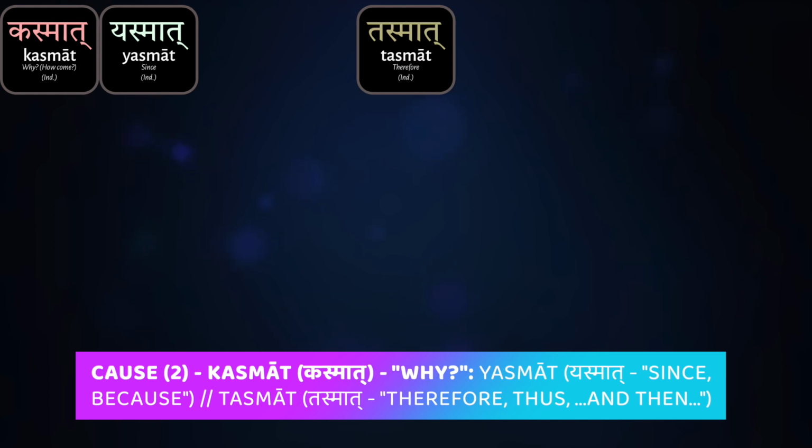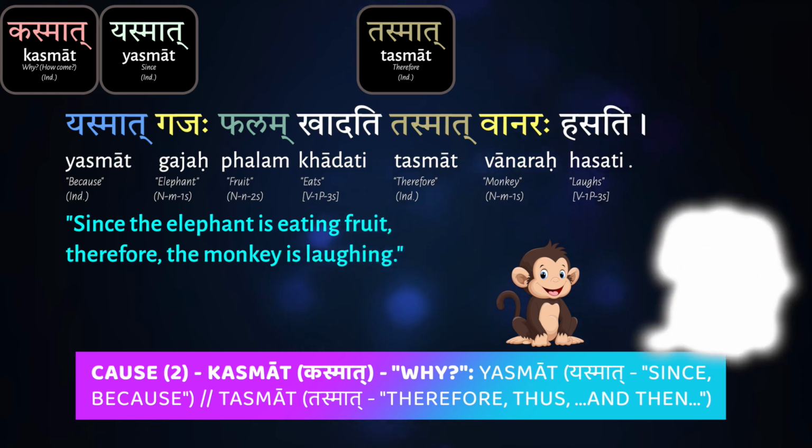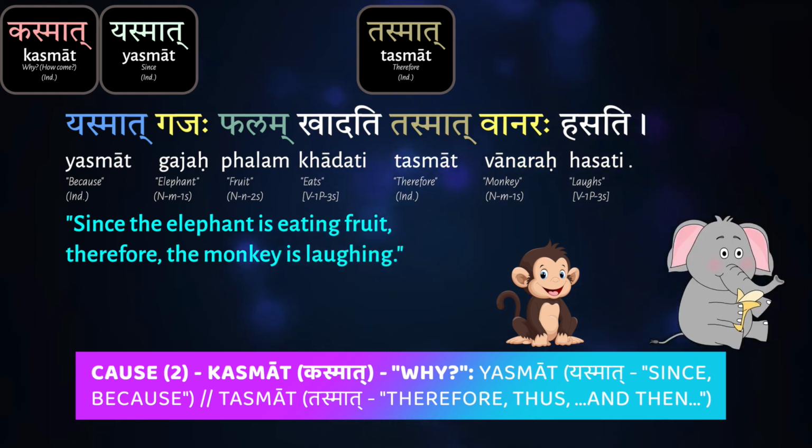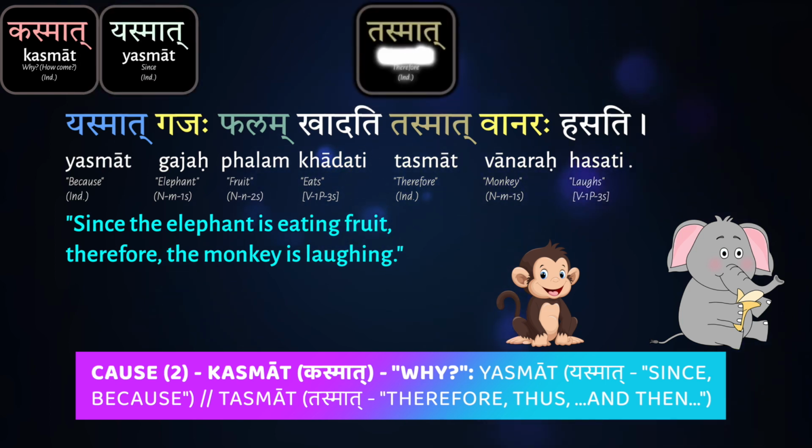In the same way that we had kasmat as a frozen ablative, right? We can also have yasmat gajaha phalam khadati, tasmat vanaraha hasati. It would mean exactly the same as the other sentence. Since the elephant is eating the fruit, therefore the monkey is laughing.